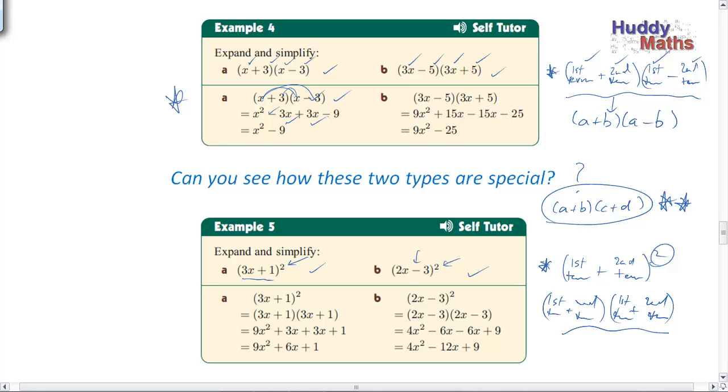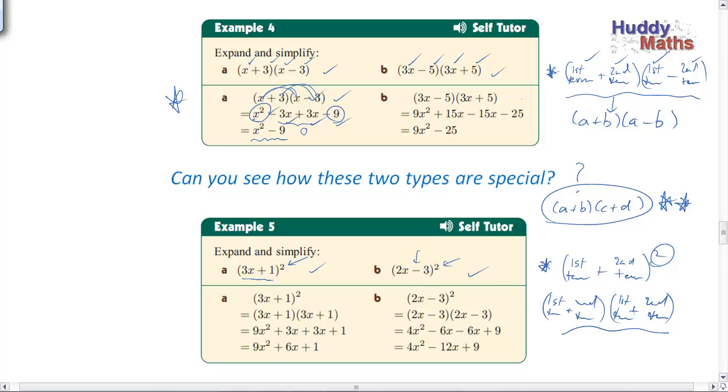3 by x is 3x. 3 by neg 3 is neg 9. Uh-oh, look at what happened here. Because of the positive and negative signs being different in each of the brackets, that disappeared. Neg 3x plus 3x comes to nothing, so you have no x term left here. It's simply x squared take 9.